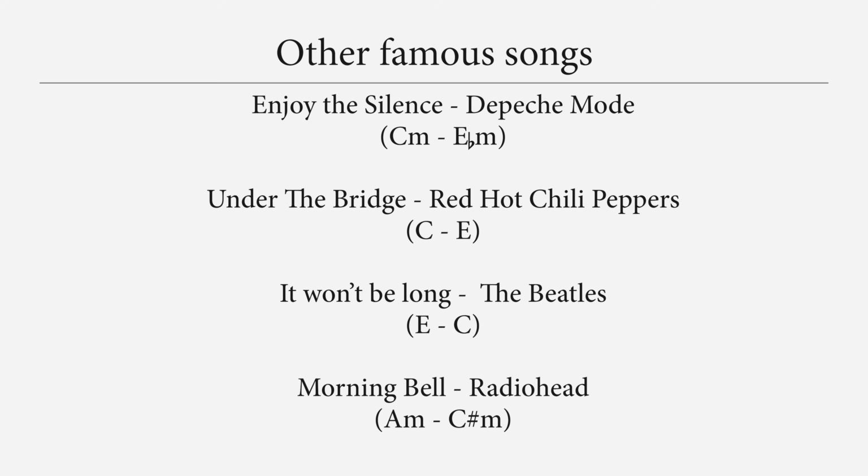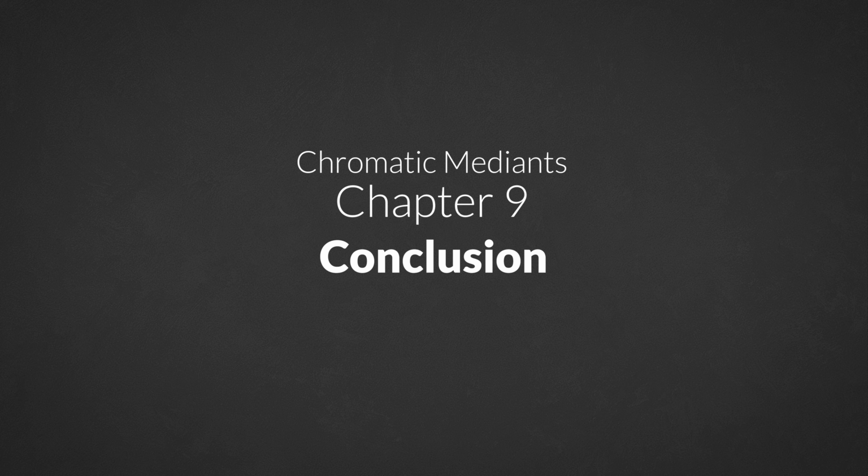Now other examples of chromatic mediants are Enjoy the Silence by Depeche Mode, which uses a C minor and an E-flat minor chord. The intro of the song Under the Bridge by the Red Hot Chili Peppers, which uses a C major and an E major chord. It Won't Be Long by the Beatles, which uses an E major chord and a C major chord. And Morning Bell by Radiohead, that uses an A minor and a C-sharp minor chord.